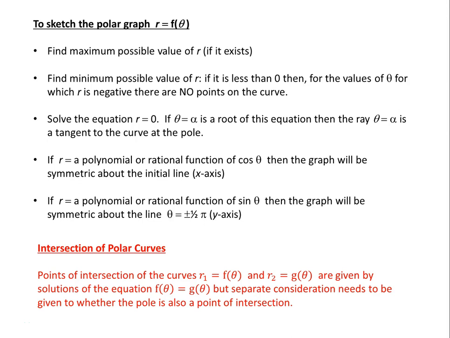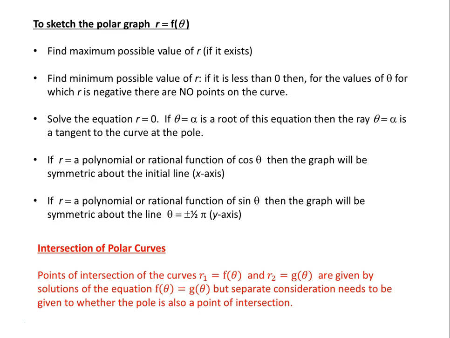If we wish to find the point of intersection of the polar curves r1 equals f of theta and r2 equals g of theta, then there are two things we need to do. First of all, we can find the solutions of the equation f of theta equals g of theta, and solutions to that equation will give us all the points of intersection except the pole, the point where r equals 0.